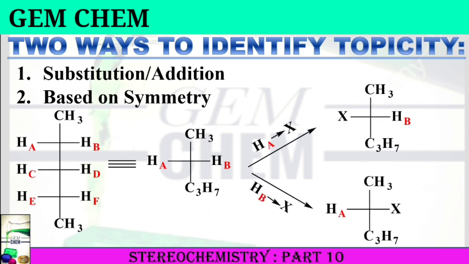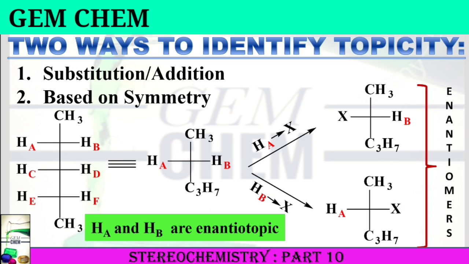We are going to substitute HA by X and HB also by X and see the relationship between the two compounds. Remember that X should never be any group or atom connected to the center to which this homomorphic group is already attached. Here we get a mirror image relationship. Similarly, these are known as enantiomers. So these two hydrogen atoms are enantiomeric or enantiotopic. So HA and HB can be concluded as enantiotopic.